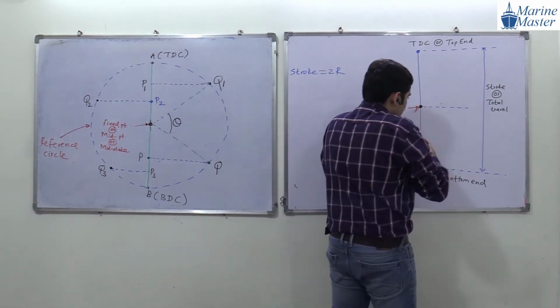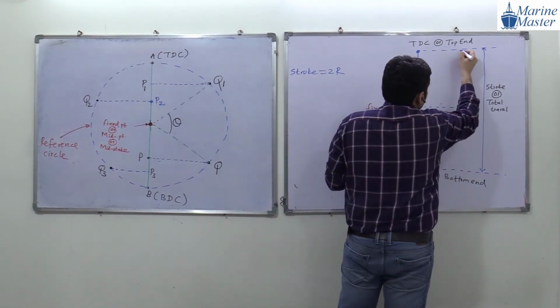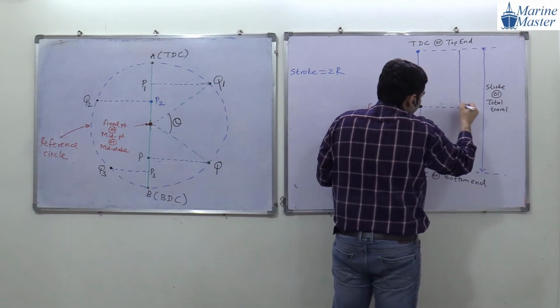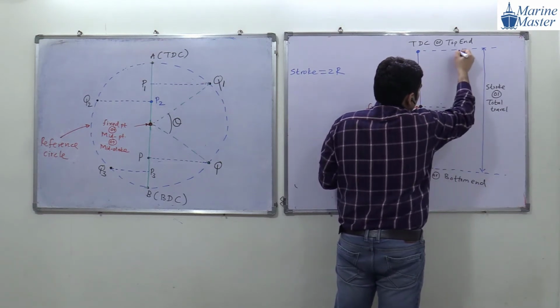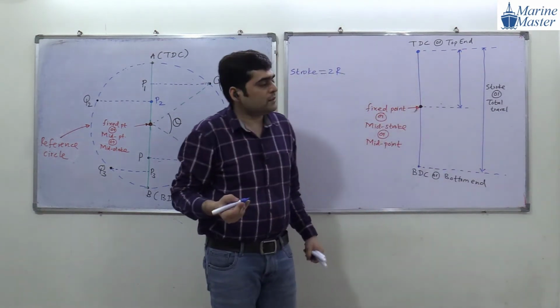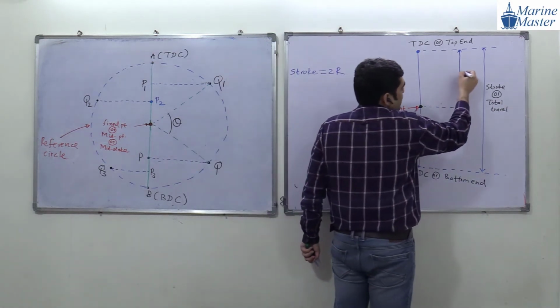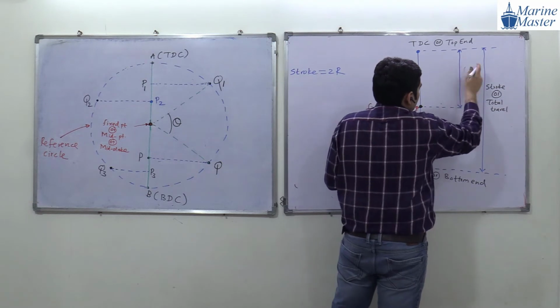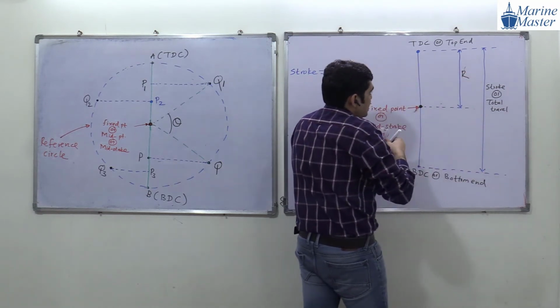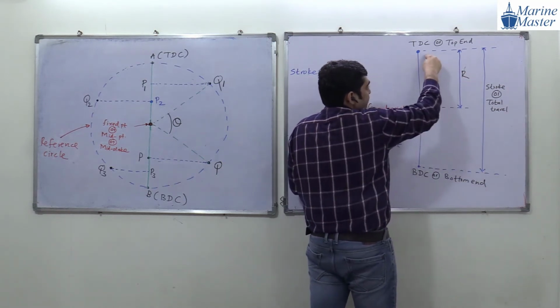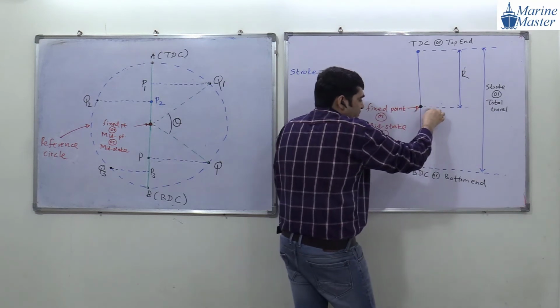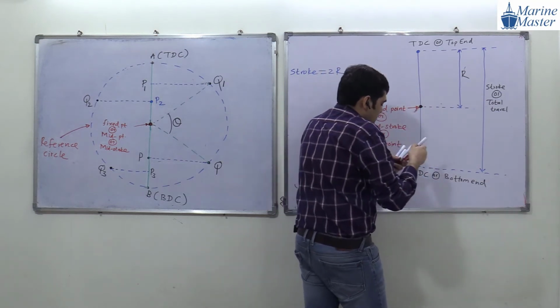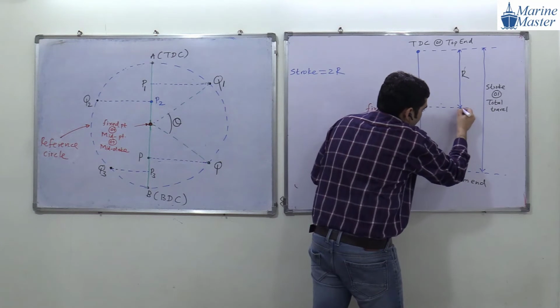What will this distance be then? Stroke is 2r, so this distance will be R. If this is R, meaning from mid stroke to TDC is R, then again from mid stroke to BDC will be R. Then this distance will also become what, everyone?